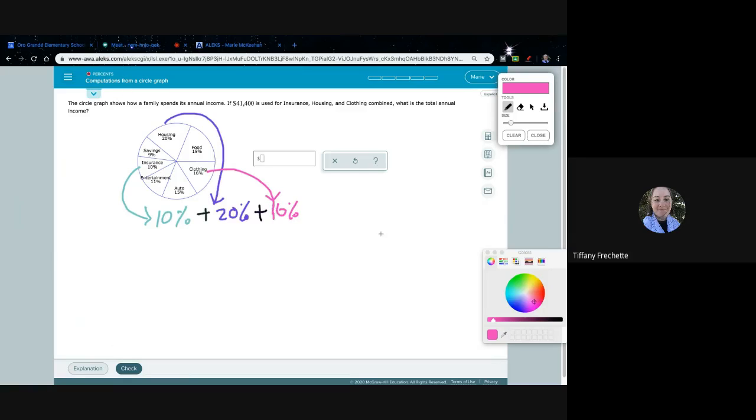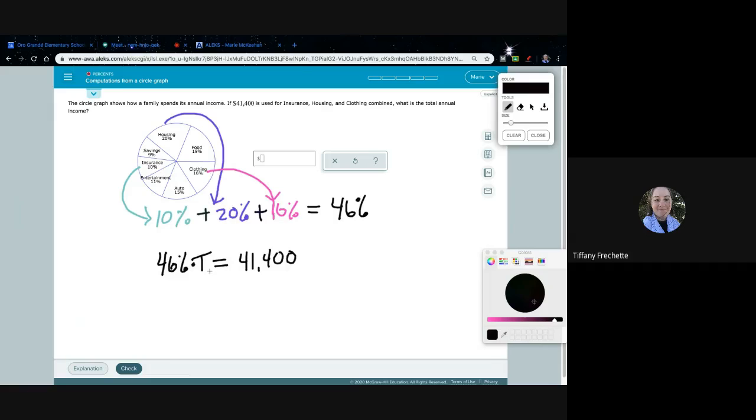So here are our three amounts. I want to add these together so I know my total percentage that this 41,400 represents. So I have 10 plus 20 plus 16. So 10 plus 20 is 30, plus another 16, that's 46%. So 46% of my budget is spent on insurance, housing, and clothing. So remember, if I take 46% and I multiply by my total income, so I'm going to use a T again, then that would equal this 41,400.